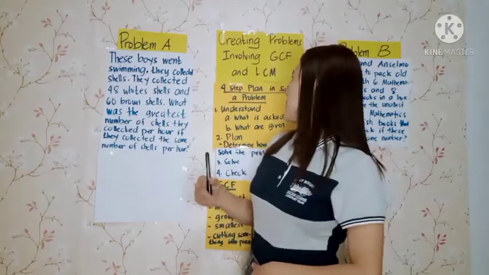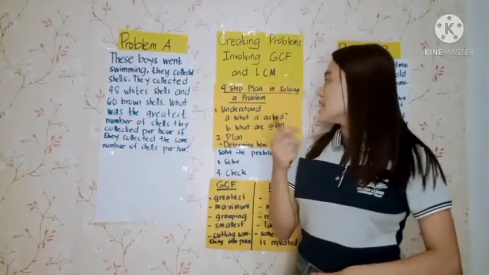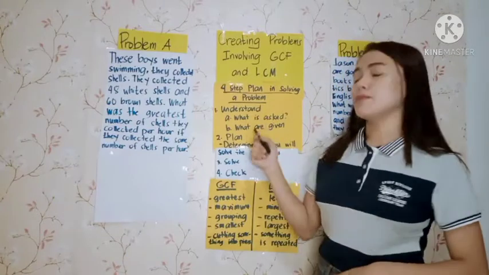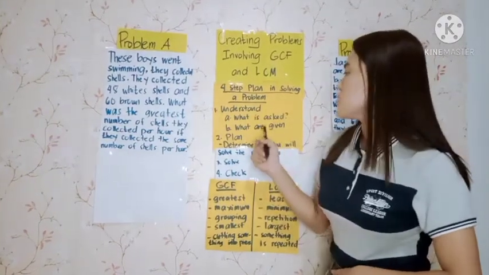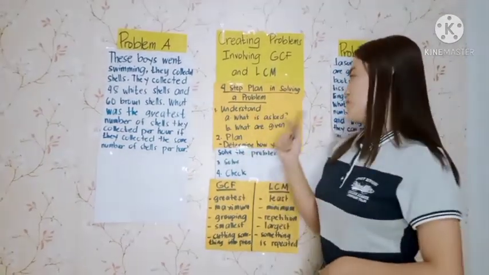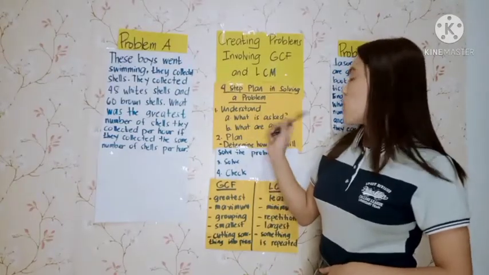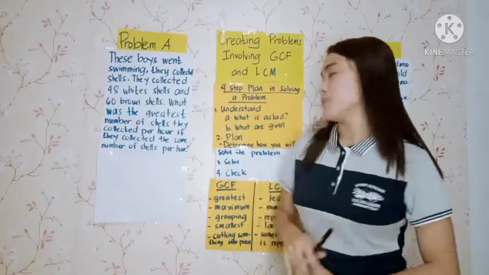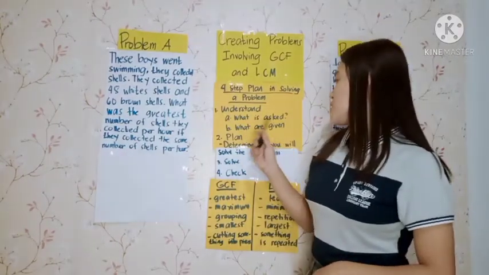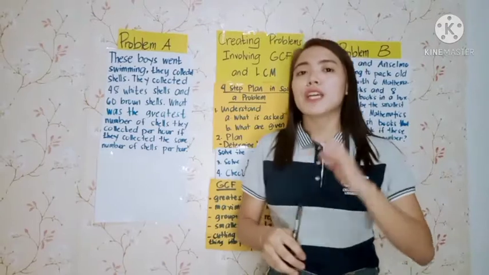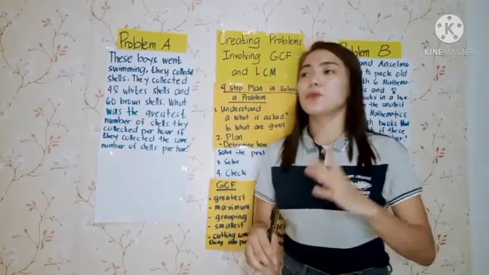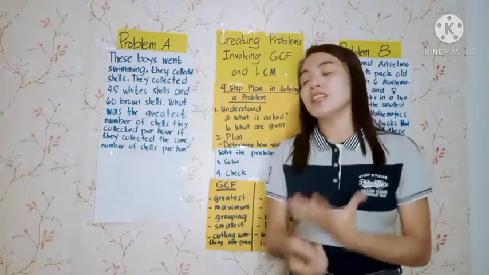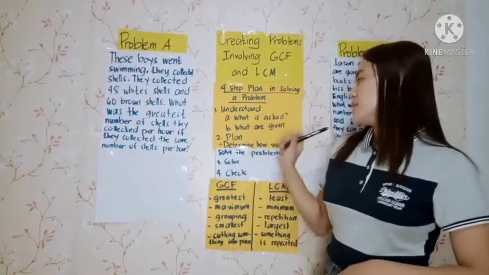And then in solving a problem, there are 4-step plan in solving a problem. First is understand. So ano yung nakapaloob ng understand? First, A is what is asked, kung ano yung tanong doon sa isang problema. Second one is what are given, kung ano yung important numbers or important data na nakapaloob sa isang problema na iyong ginawa.